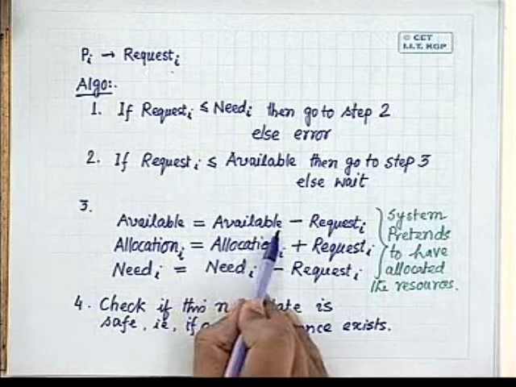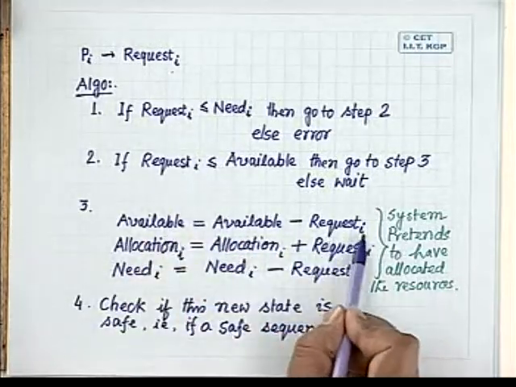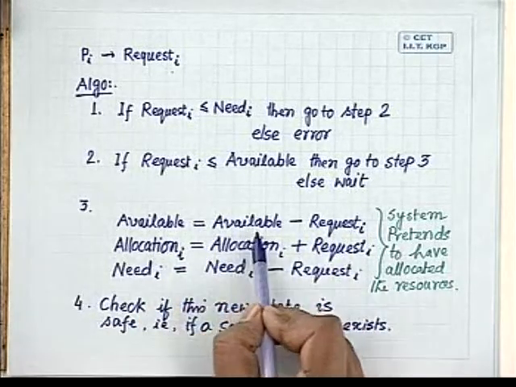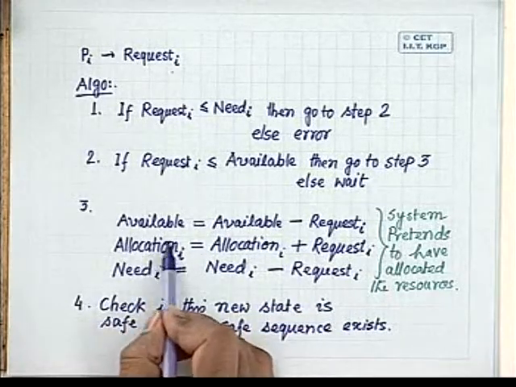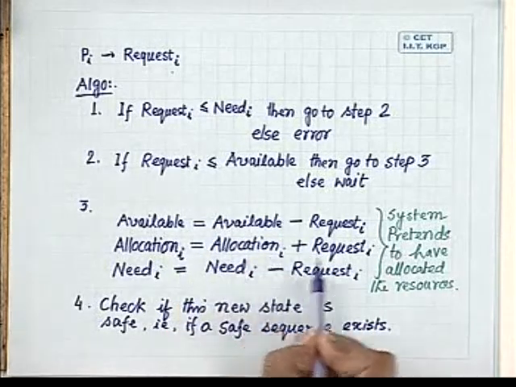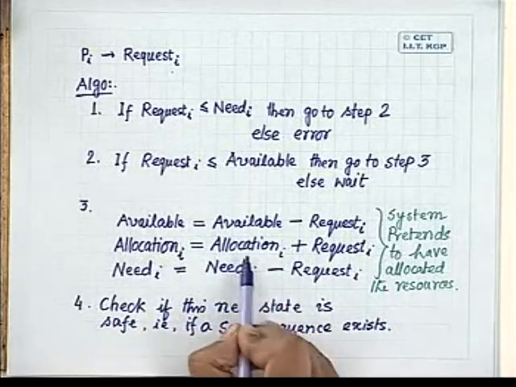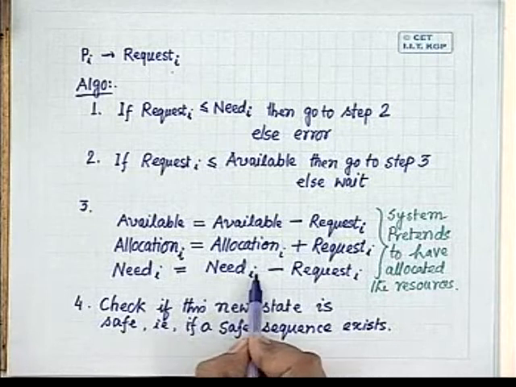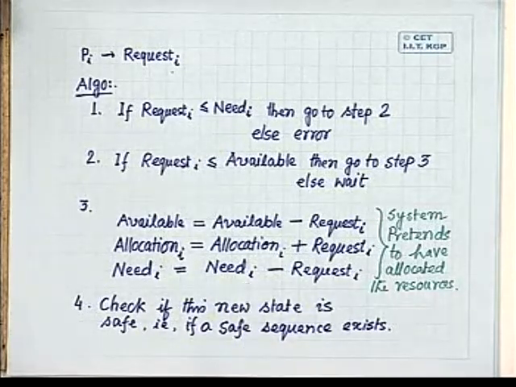And that modification is very simple. If this request is granted, Available will be decreased by this much amount. So Available is updated to Available minus Request i. Previously the Allocation vector was this much, and if the request is granted, the Allocation vector will increase by Request i. So Allocation is modified to Allocation plus Request i. And once this request is made, the future need will also be less. So the Need vector is also modified to Need i minus Request i.